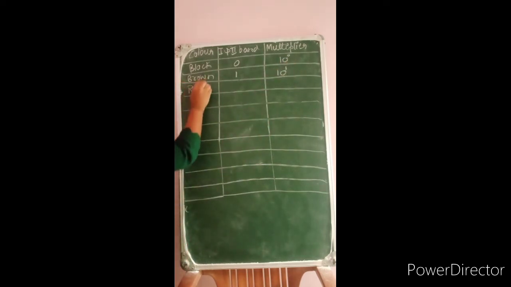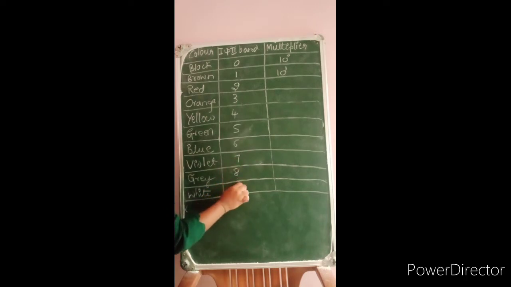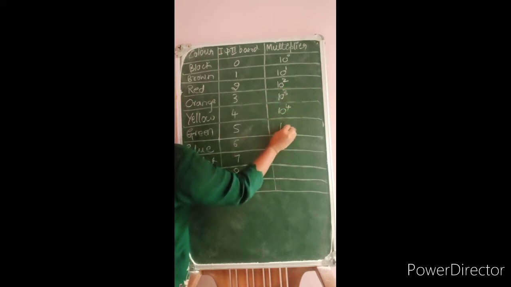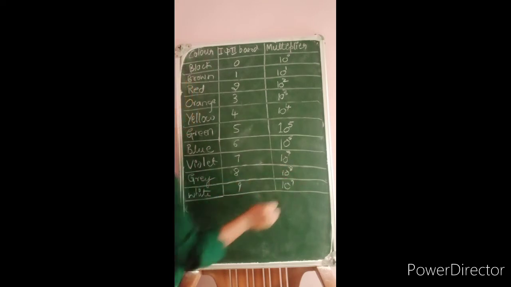Then we are having the red color, orange, yellow, green, blue, violet, grey, and white. All these will be having the values 2, 3, 4, 5, 6, 7, 8 and 9. In the multiplier value, they will be having 10 raised to 2, 10 raised to 3, 10 raised to 4 for yellow, 10 raised to 5 for green, 10 raised to 6 for the blue, and 10 raised to 7 for violet, 10 raised to 8 for grey, and 10 raised to 9 for multiplier value of the white color.